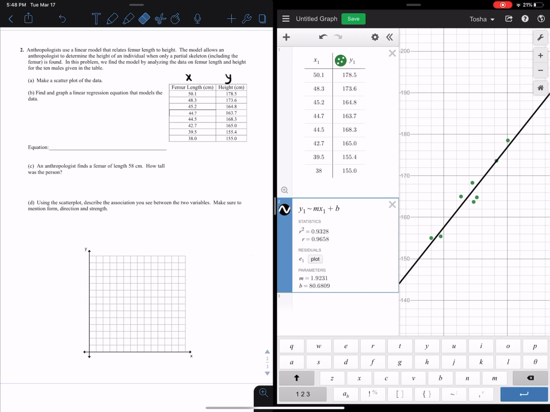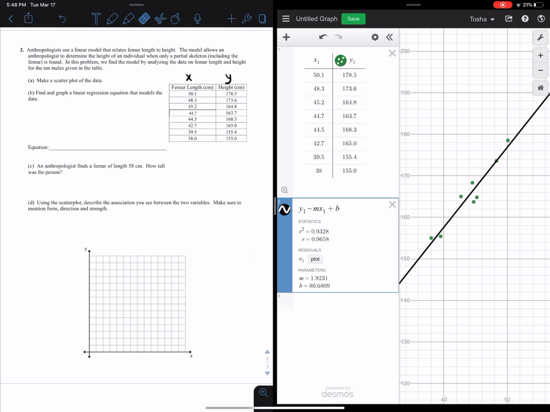And once again, that brings up that r value. And if you remember right here under statistics, we have r squared, which we haven't learned about yet, but the r value, that tells us our correlation. So that's the correlation coefficient. And then right here, we have our m and the b for our equation.